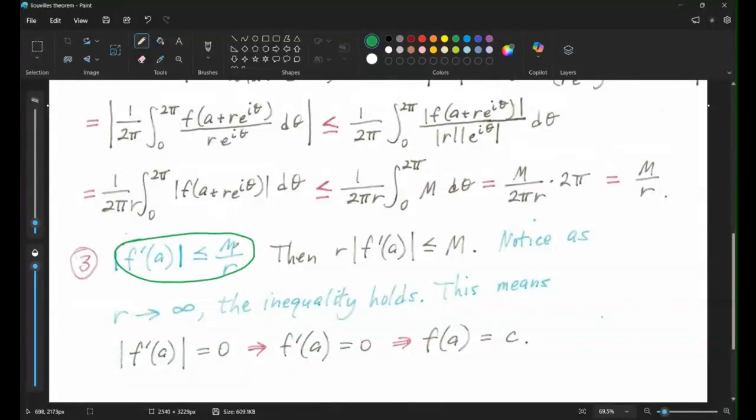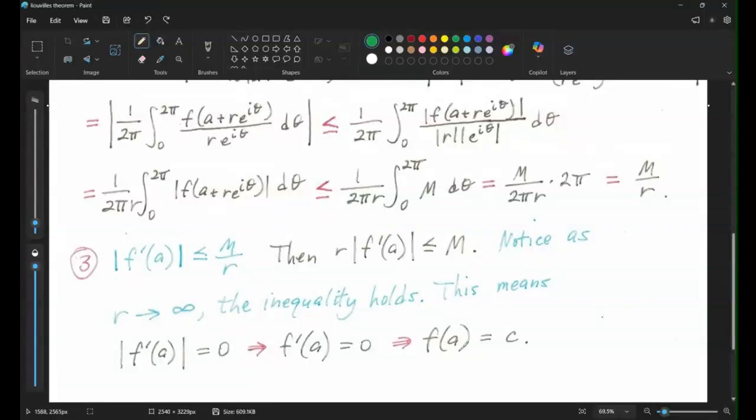So this is what we have. And now we're going to multiply both sides by r, so we get this. And now notice that we could take that contour as big as we want, and this inequality has to hold. So r can go to infinity, and the inequality holds. And the only way that could happen is if this first derivative is equal to 0. So we don't need the absolute value anymore to make this statement. And if the first derivative is 0, then f is constant. And that's the proof.